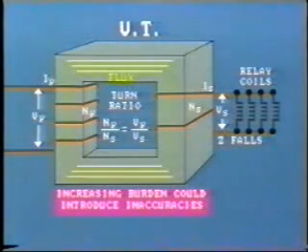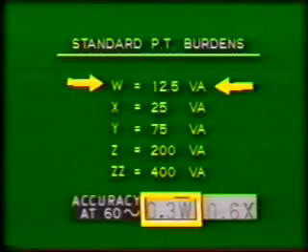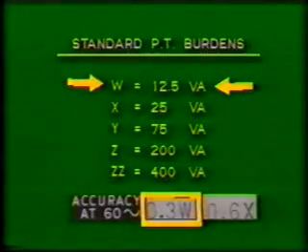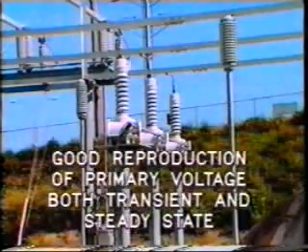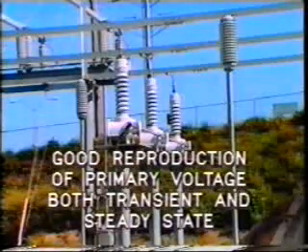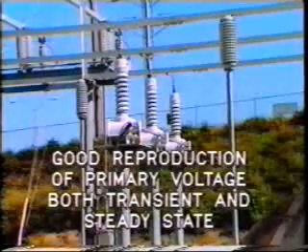The effect of the increasing burden could eventually increase the PT's output current above its operating level and so introduce inaccuracies. With most voltage transformers, the burdens are expressed not in ohms, but in terms of what the transformer must be able to supply in volt amps. Experience has shown that generally the VT does provide good reproduction of primary voltage, both transient and steady state, with sufficient accuracy for protection functions.